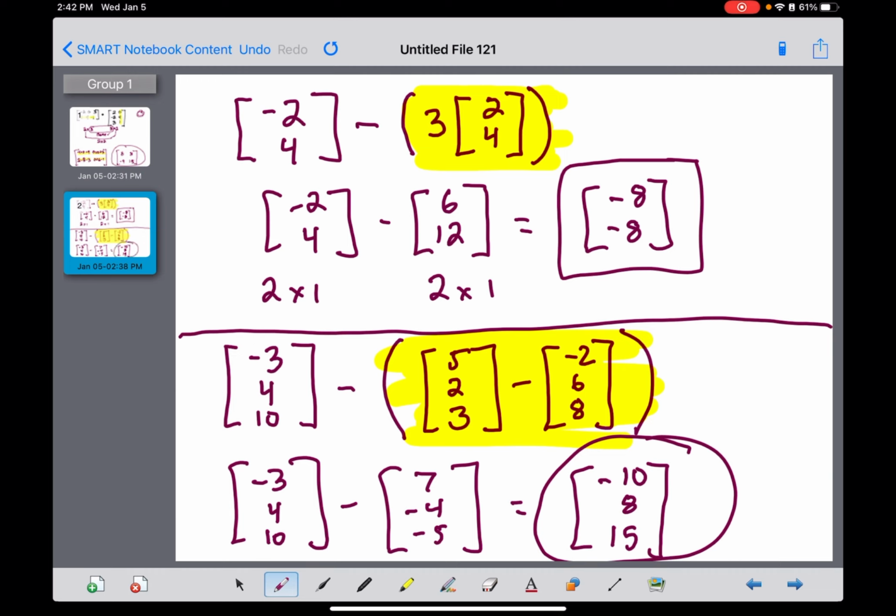So it's with those multiple operations. Just make sure you do what's inside parentheses first. If you have scalar multiplication, make sure you do the scalar multiplication before you try to add them together. Add them together later.